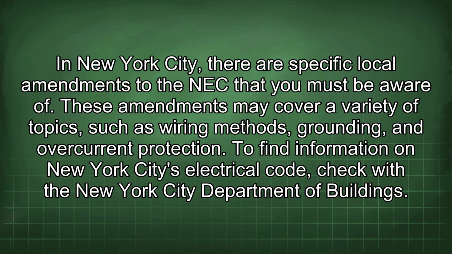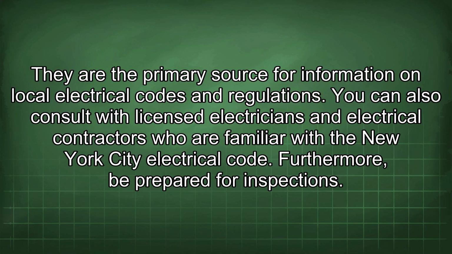In New York City, there are specific local amendments to the NEC that you must be aware of. These amendments may cover a variety of topics such as wiring methods, grounding, and overcurrent protection. To find information on New York City's electrical code, check with the New York City Department of Buildings. They are the primary source for information on local electrical codes and regulations. You can also consult with licensed electricians and electrical contractors who are familiar with the New York City electrical code.